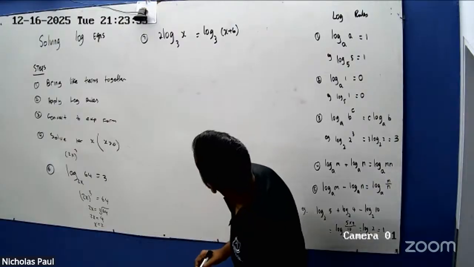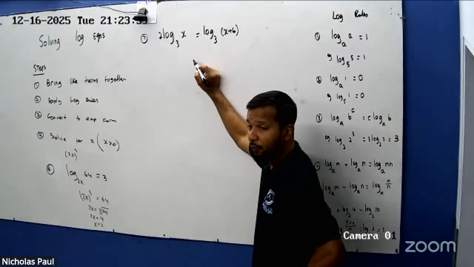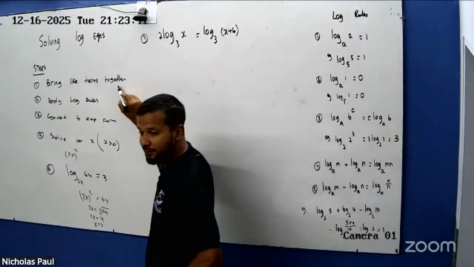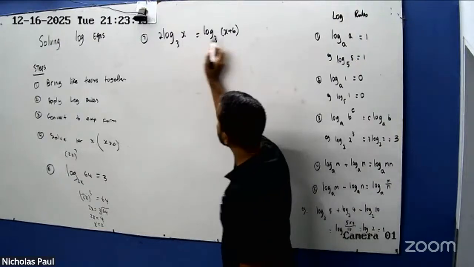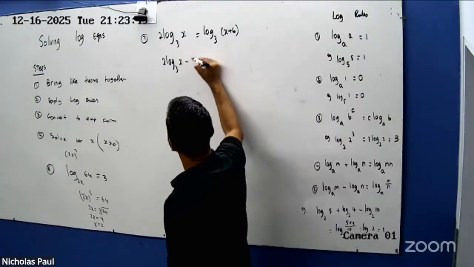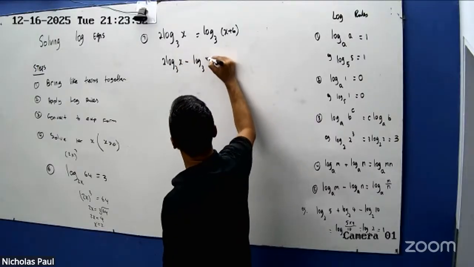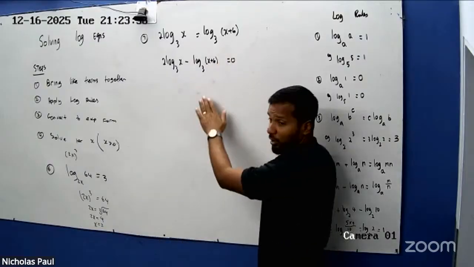Log to the base 3 of x. First thing first, what you always do is bring your like terms together. So you bring all your logs on the same side. You'll get 2 log to the base 3 of x minus log to the base 3 of x plus 6 is equal to 0. So all your logs are on this side.